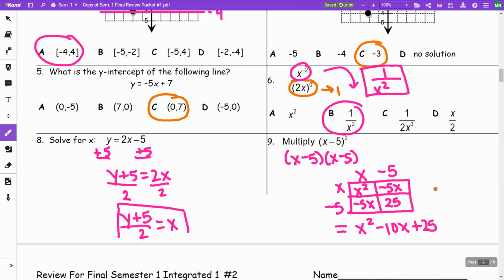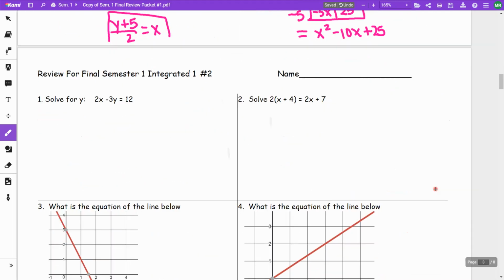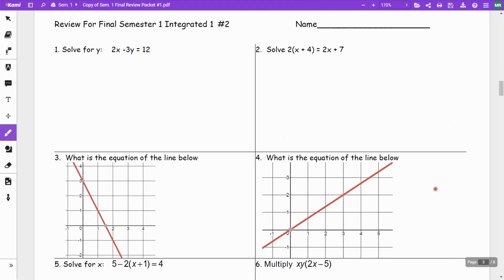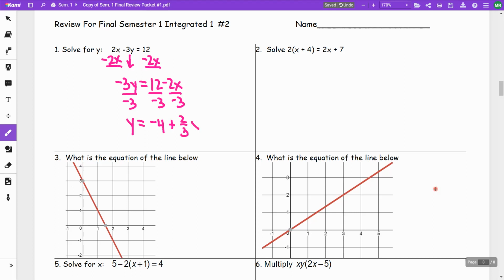Okay, on number 1 on the next page, solve for y. So I am going to minus 2x from both sides. Now you have to be careful. There's a negative in front of that 3y, so it's a negative 3y equals 12 minus 2x. I'm going to divide by negative 3. Now, either I can divide that whole side by negative 3, or I can divide separately. I'm going to divide separately and get a negative 4, and then a negative over a negative is a positive 2/3 x.